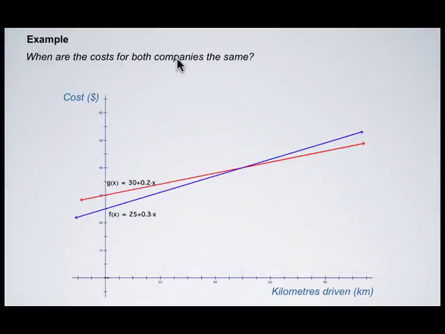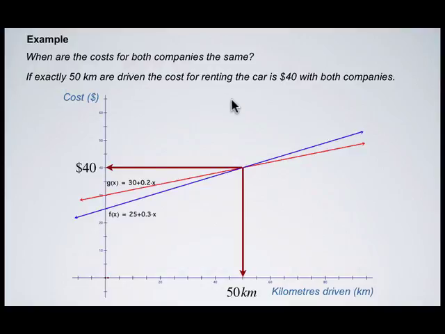What we want to know is when the costs for both companies are the same. Again, remember we said that this appeared to be 50 kilometers, and the cost for driving 50 kilometers is $40, or that's what it appears from our graph. The thing is, we really don't know. So we're going to use algebra to determine if this is indeed the point where the two companies cost the same. In other words, we want to know the critical number of kilometers driven for him to choose one company over the other. If exactly 50 kilometers are driven, then the cost for renting the car is $40 for both companies. We're going to show how you can determine that exactly.